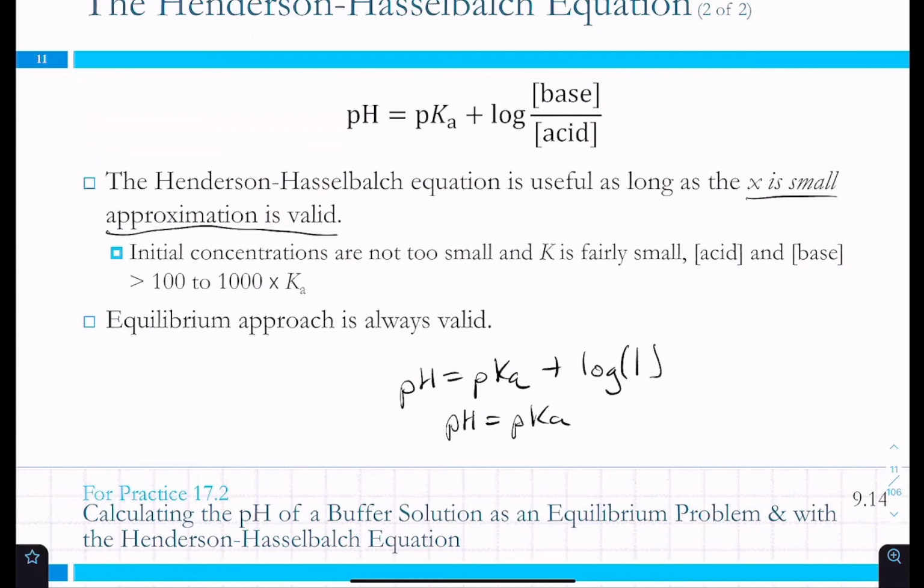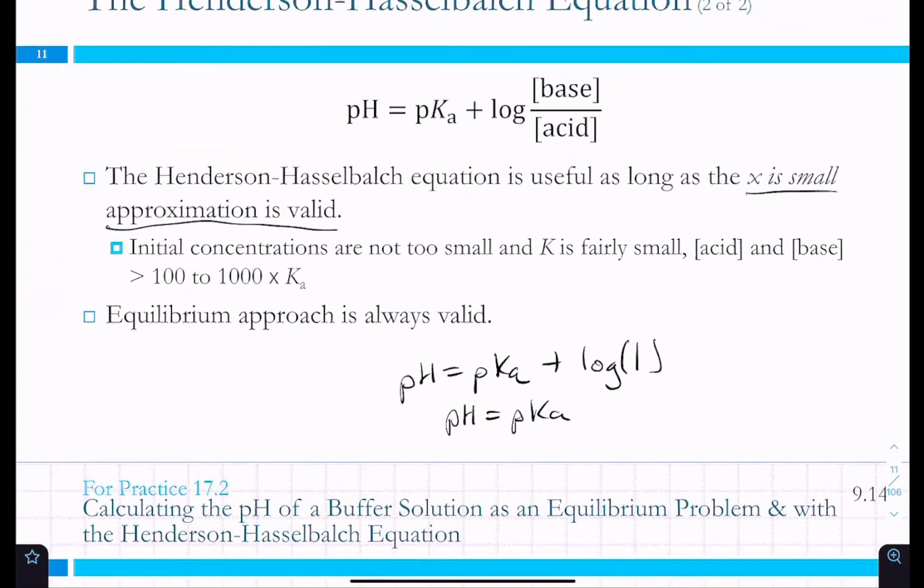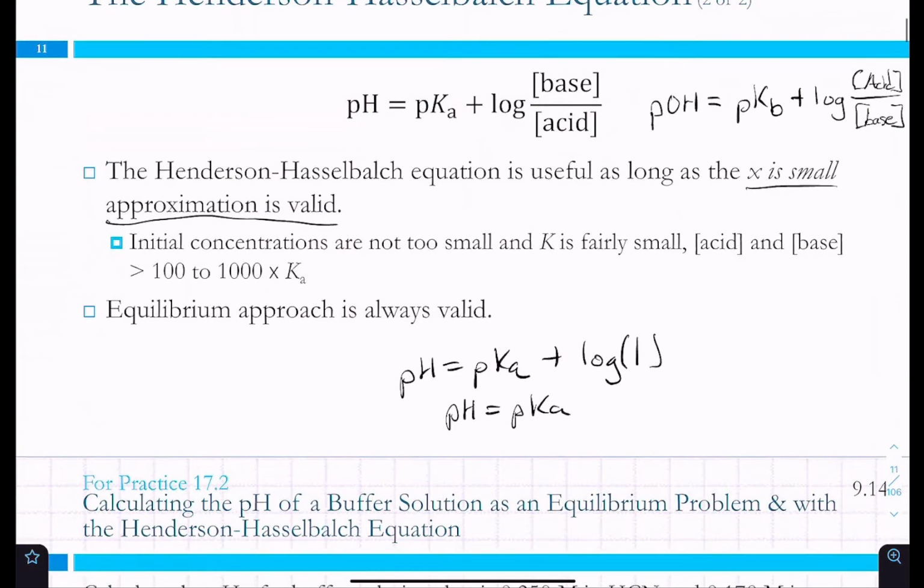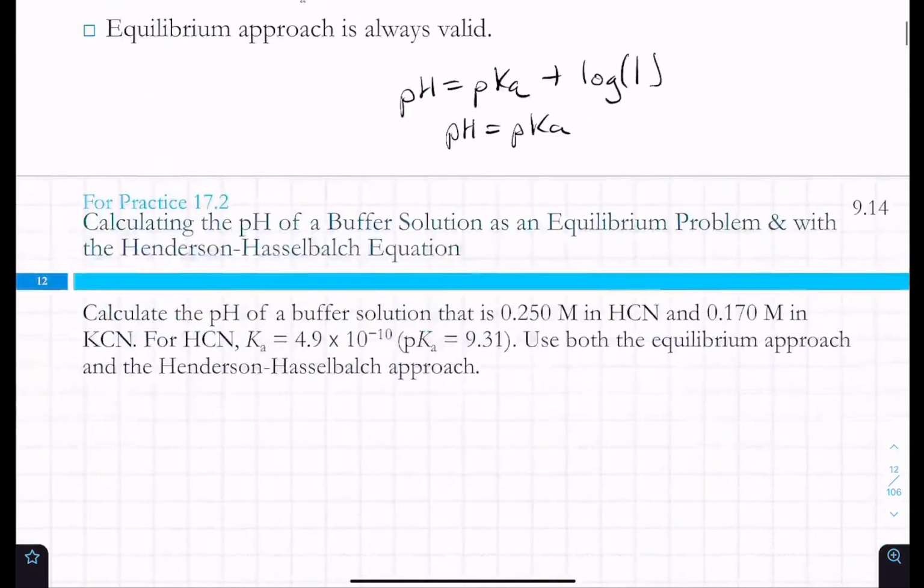And the opposite is true, or I guess not the reverse, but if you modify this so that it's for pOH, then pOH is equal to the pKb plus the log, I think this switches so that it's the acid over the base. You can derive that one also, or you can just rearrange this. Okay, moving on. The Henderson-Hasselbalch equation, very useful.